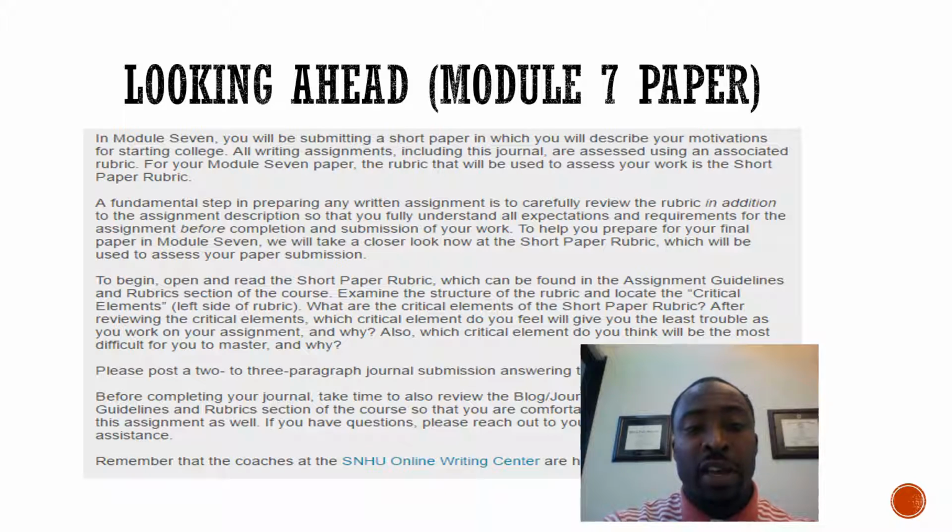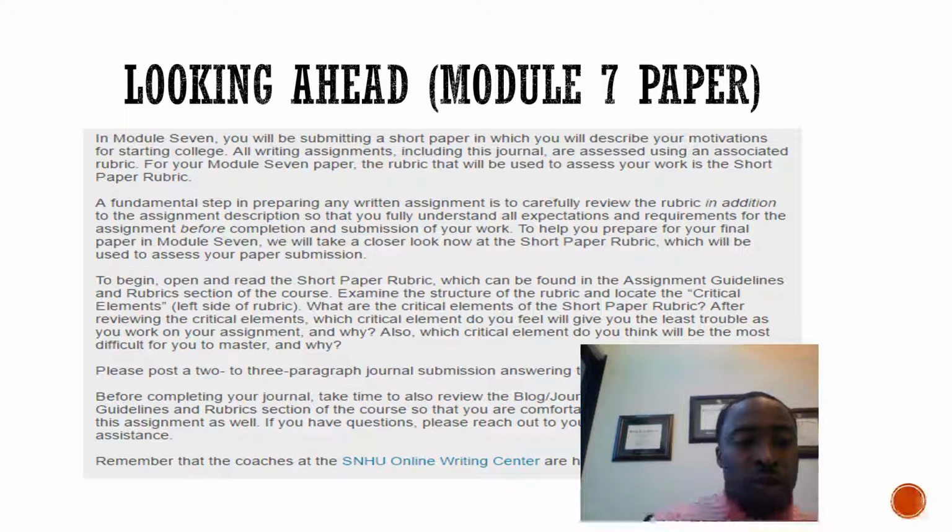For your Module 7 paper, the rubric that will be used to assess your work is the short paper rubric. We're going to read a little bit further. It says a fundamental step in preparing any written assignment is to carefully review the rubric in addition to the assignment description so that you fully understand all expectations. To help you prepare for your final paper, Module 7, we will take a closer look now at the short paper rubric, which will be used to assess your paper.